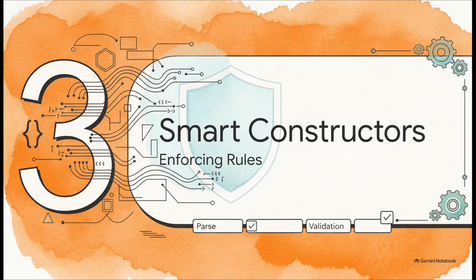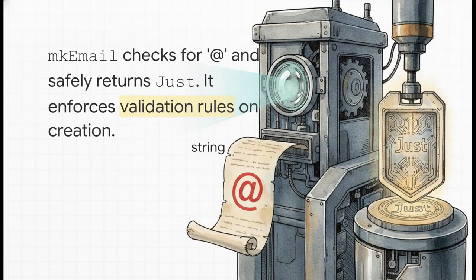Section 3. Building smart constructors. So we have our types, but we don't just want to blindly wrap any random string into our brand new Email type. We need to enforce some rules. Enter the smart constructor. Take our mkEmail function, for example. It takes a string and it checks if the @ symbol is actually present.